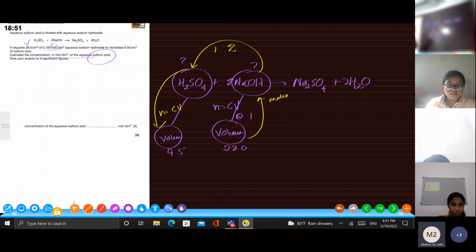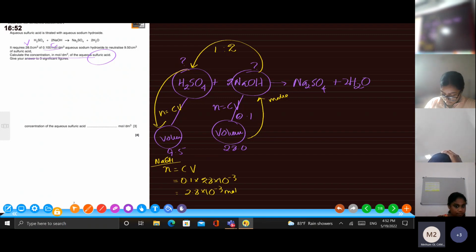How do you decide that? But I also gave another way of doing this the other day. You said that it makes more sense to you, right? The table method, right? Let me show it that way. So first of all, you find the moles of sodium hydroxide. This is sodium hydroxide. That is 0.1 into 28 into 10 to the power minus 3. Then it's going to be 2.8 into 10 to the power minus 3 moles. This is the moles of sodium hydroxide. 1 mark. That's 1 mark.